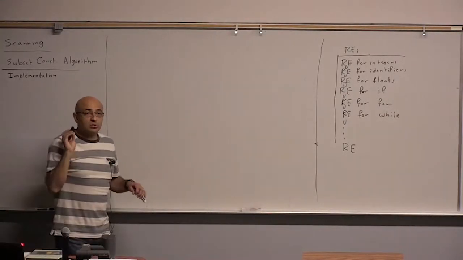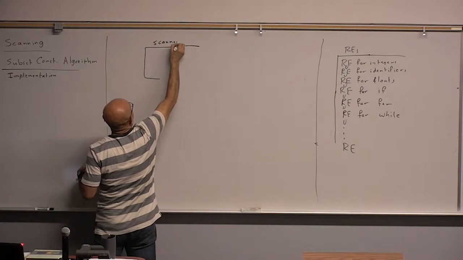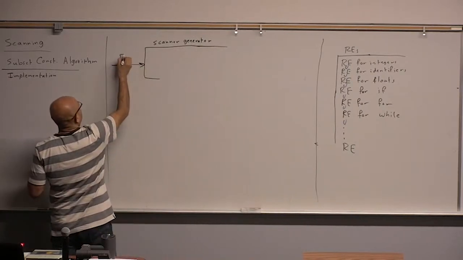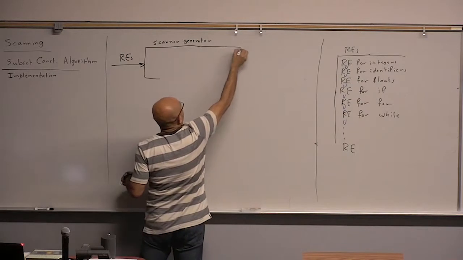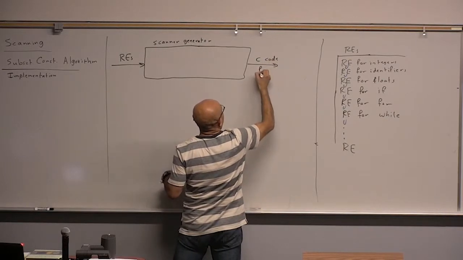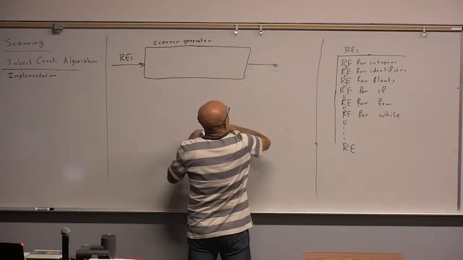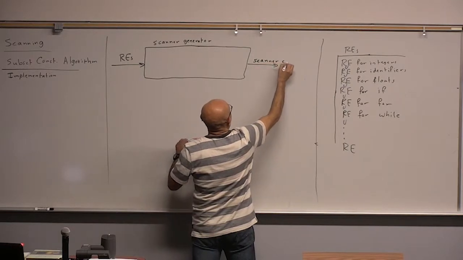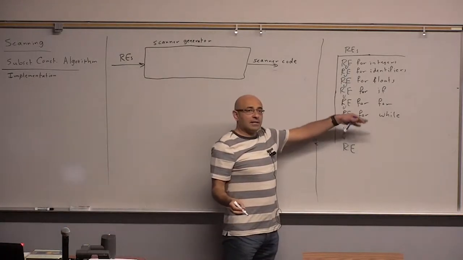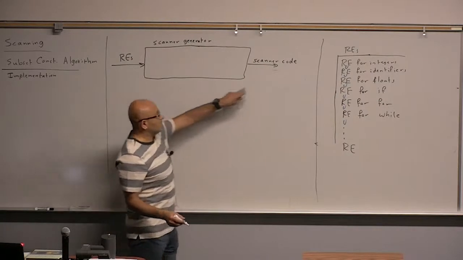So when we use a scanner generator, that scanner generator takes REs and it gives us C code for the scanner. Or let's call it scanner code, regardless of the language. It takes the REs. We only define the REs. We only feed it with a file that has the REs for the different syntactic categories in the language. And it generates the scanner for us.